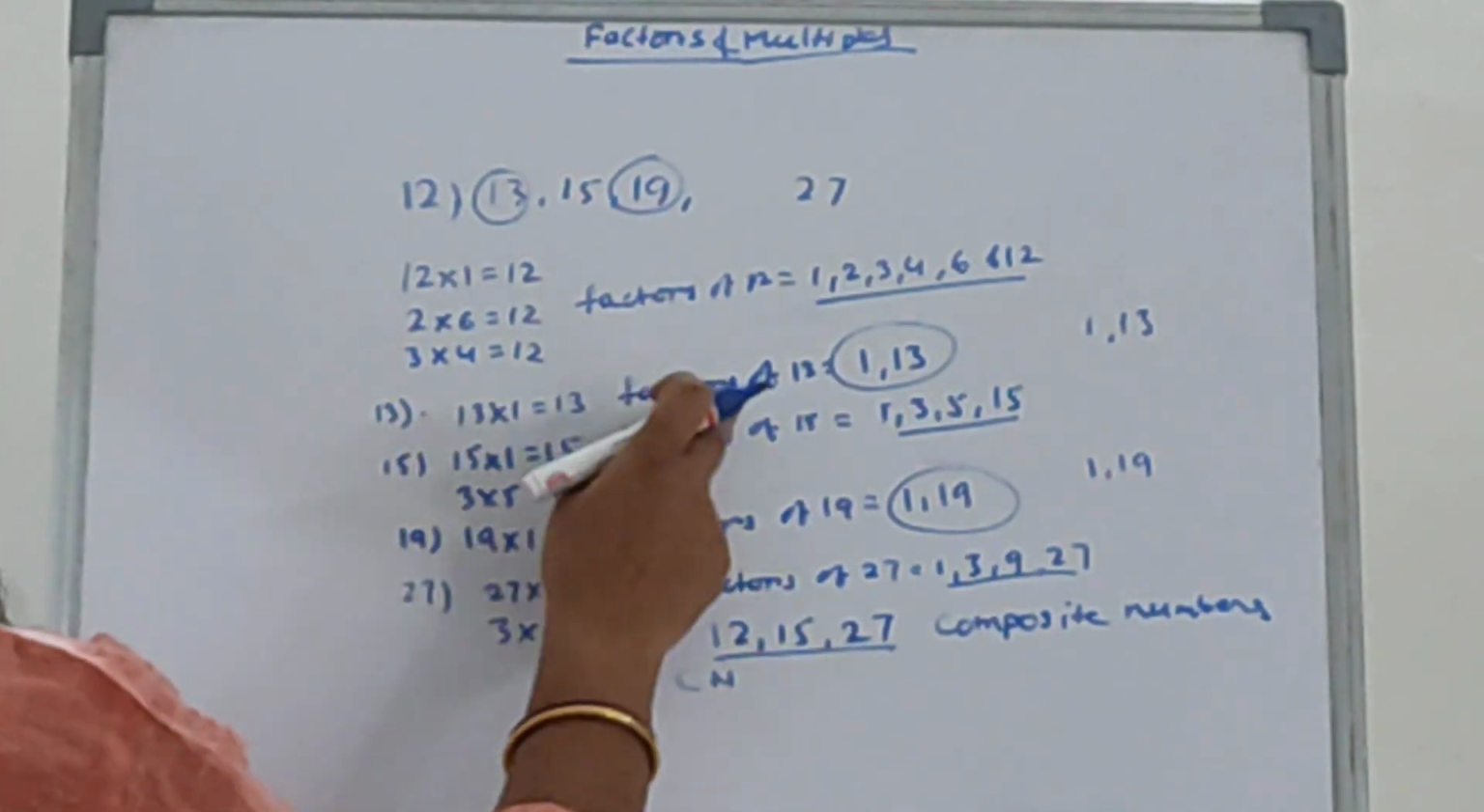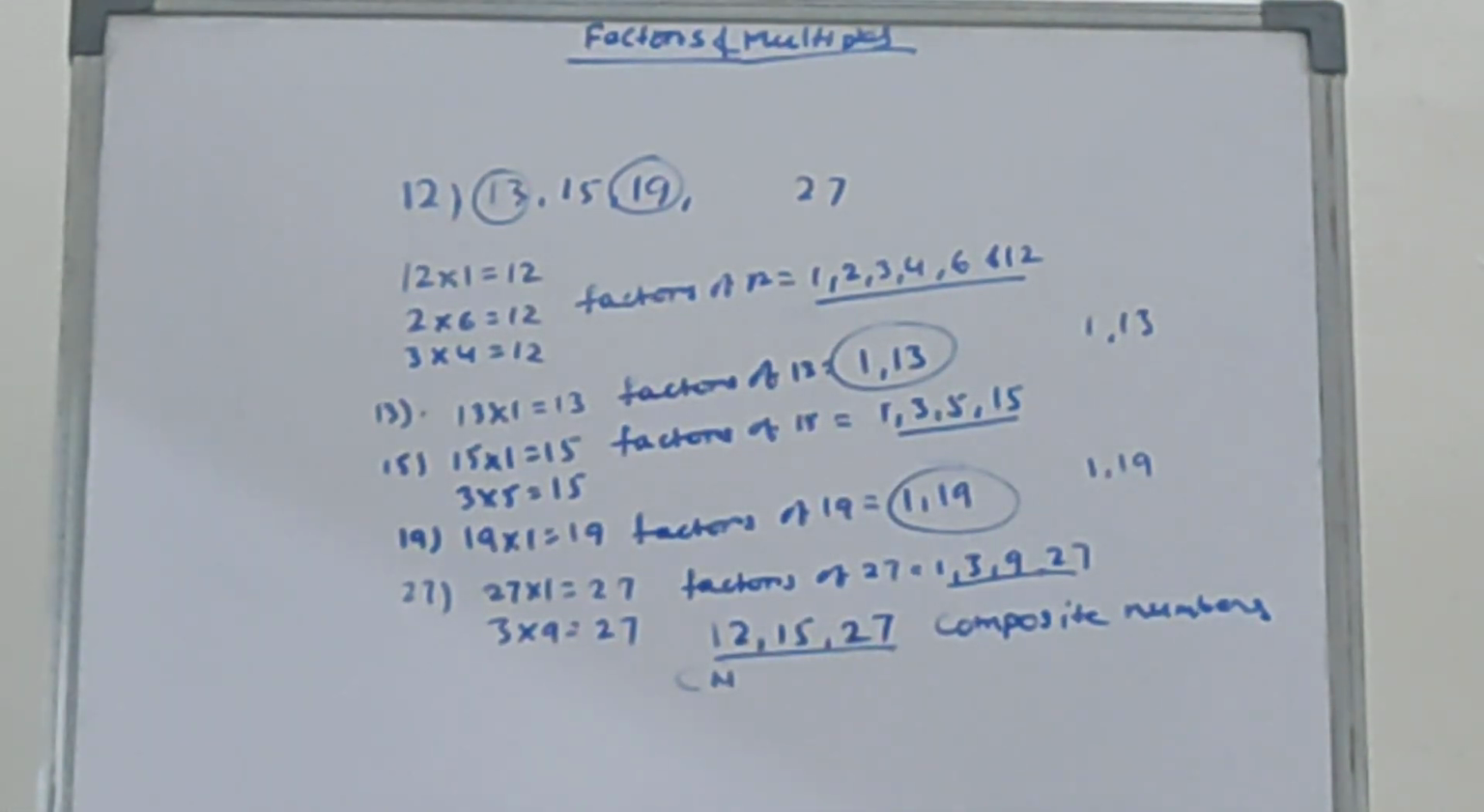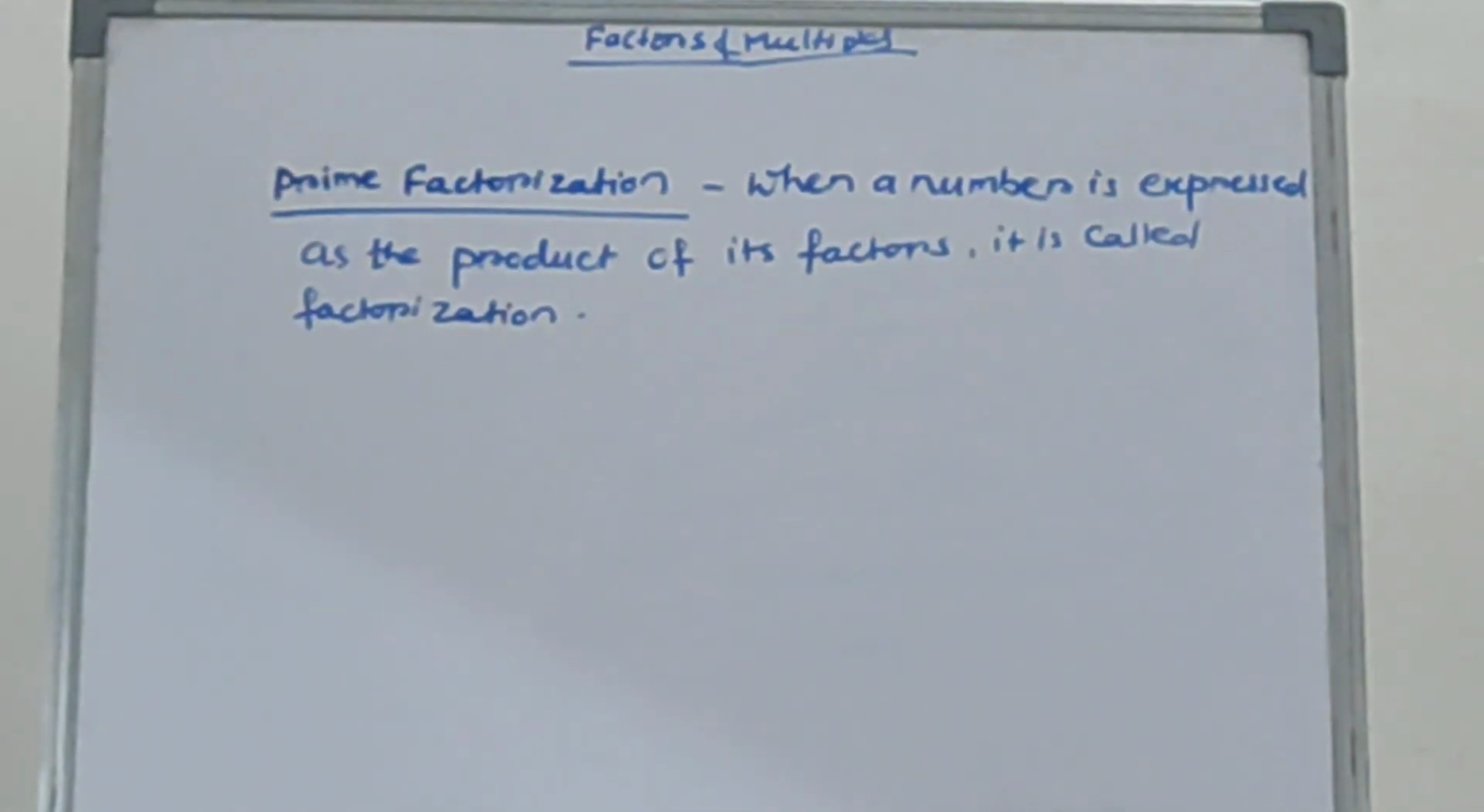Okay, and this 13 and 19, these two have only two factors, that is 1 and 13, 1 and 19. That's why these are called the prime numbers. Now we know what the different numbers are called and why they are called like that.